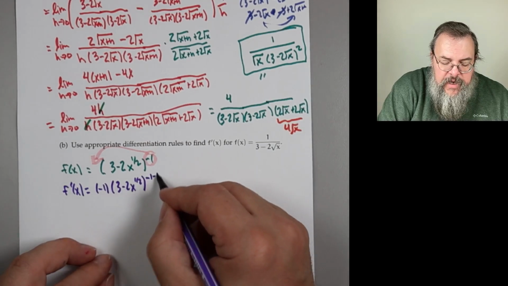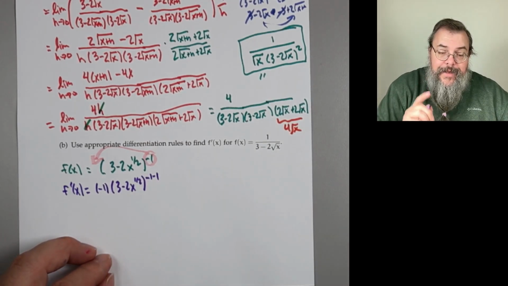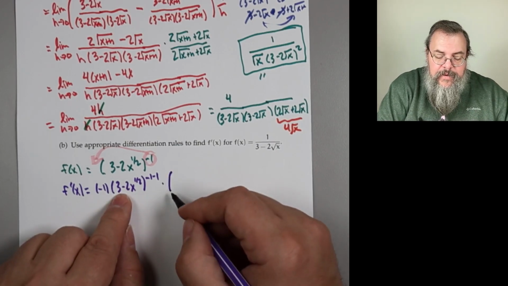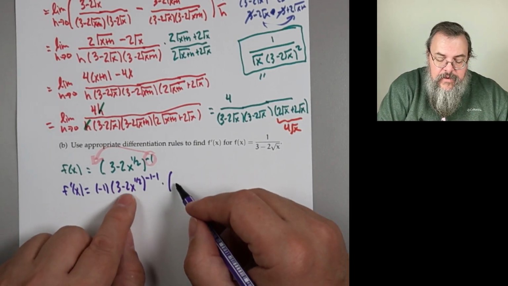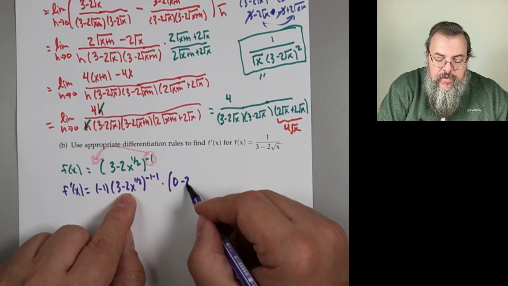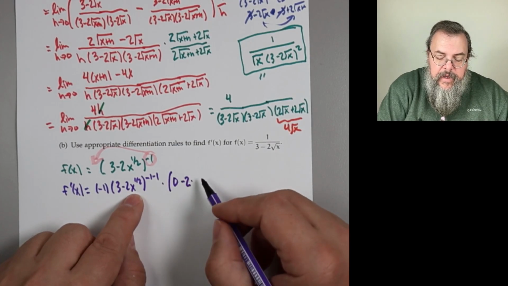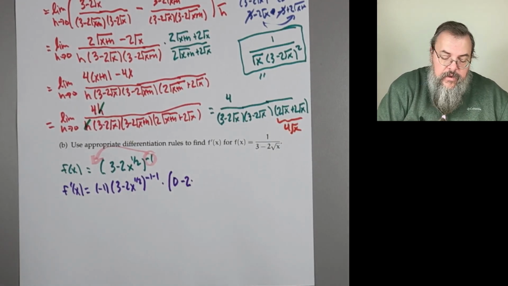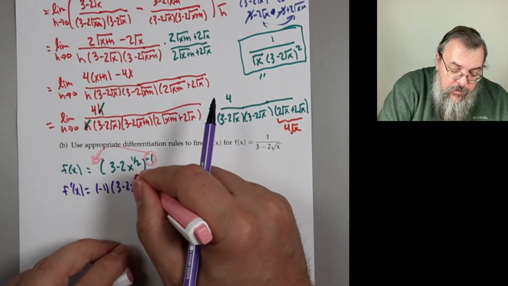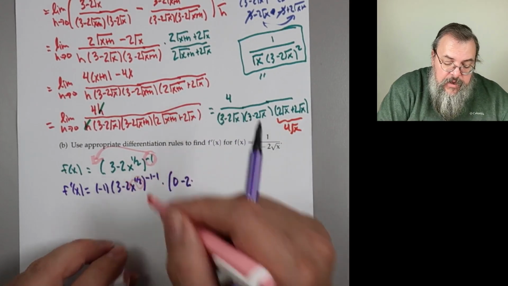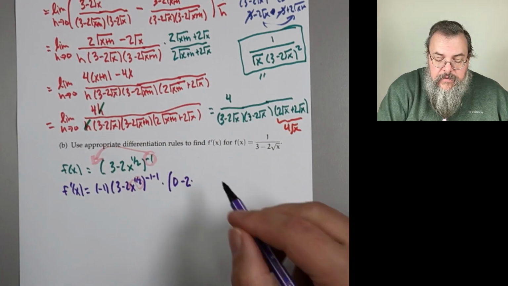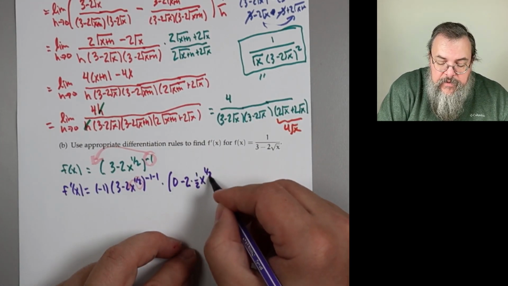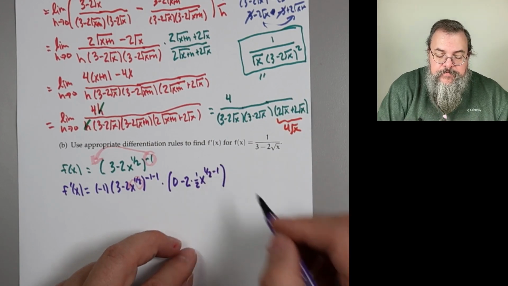Then minus 1 minus 1 times the derivative of the inside. Well, the derivative of 3 is 0. So 0 minus 2. And the derivative of x to the power 1/2. Well, same idea, right? So you have this 1/2 that's going to come down. So we have 1/2 x to the 1/2 minus 1.